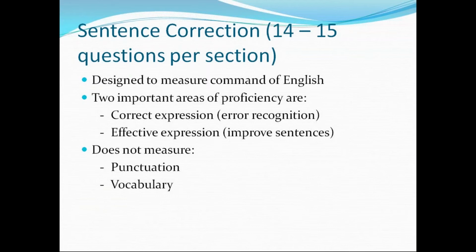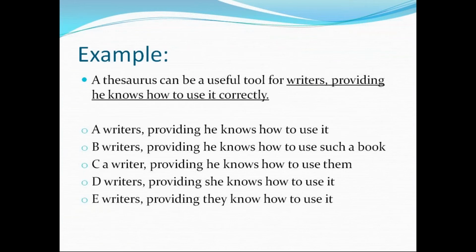Two important areas are correct expression and effective expression. So sometimes there's not always an error. Even though it's called sentence correction, sometimes there's not an error, but you're being asked to improve the sentence. So you're being asked to just make it sound better, not necessarily to correct it. Right, so it does not measure punctuation or vocabulary. Here's an example then.